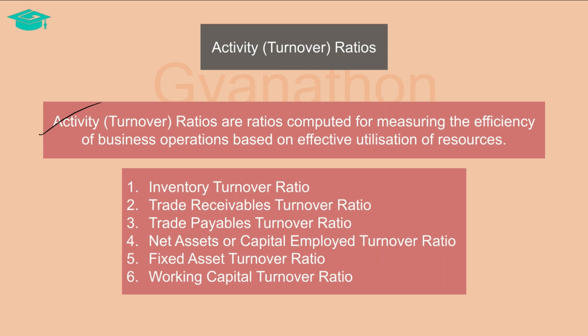The activity ratios that we are going to discuss are the inventory turnover ratio, trade receivables turnover ratio, trade payables turnover ratio, net assets or capital employed turnover ratio, fixed asset turnover ratio, and working capital turnover ratio.